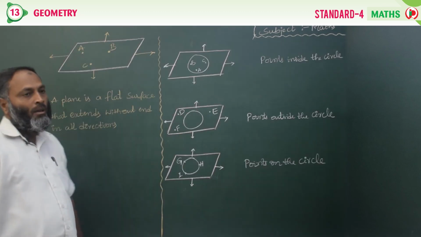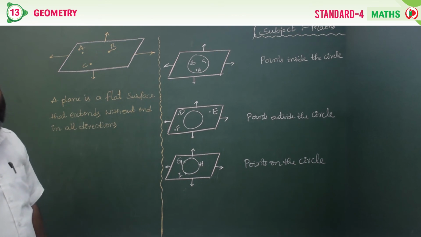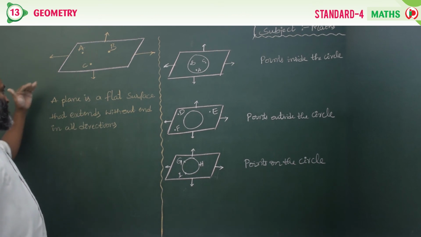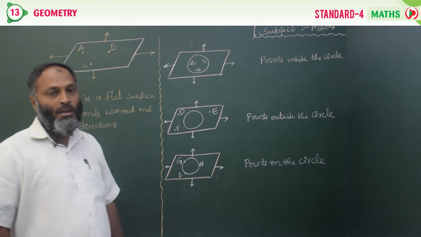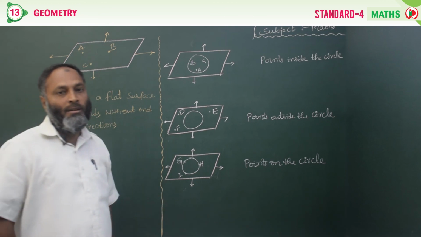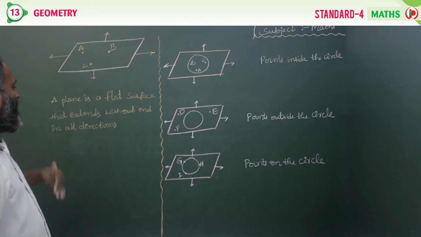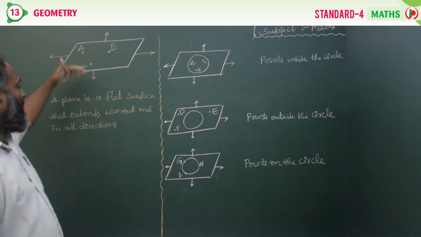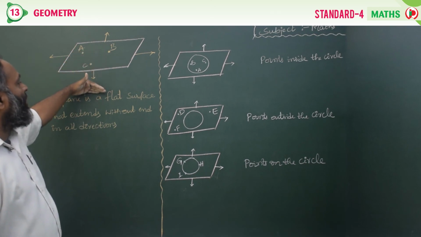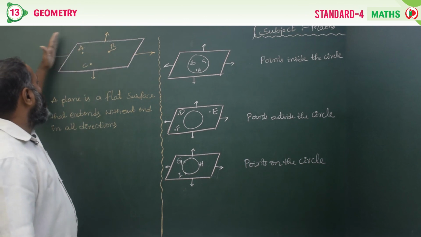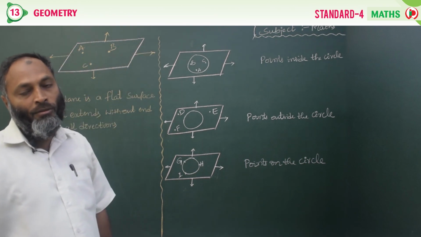Okay, so now students, the next concept, plane. What is a plane? A plane is a flat surface. A plane means a flat surface. How is it? It extends without end in all directions. Extends without end means it extends down, up, left and right. It can extend on all 4 sides.